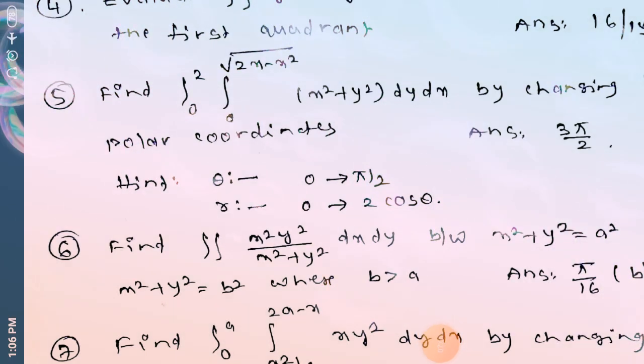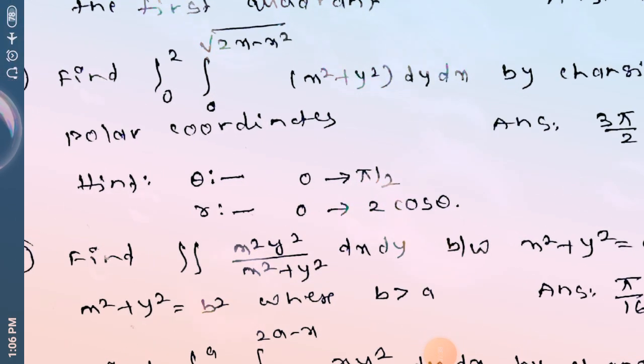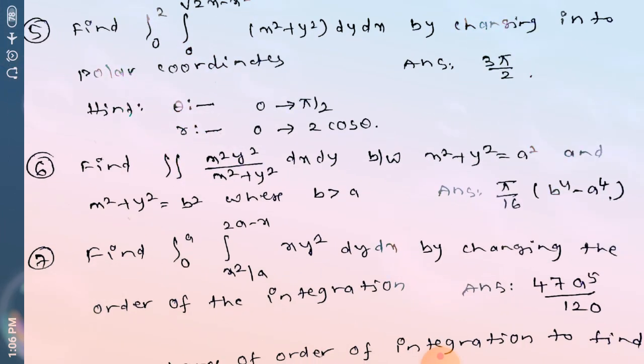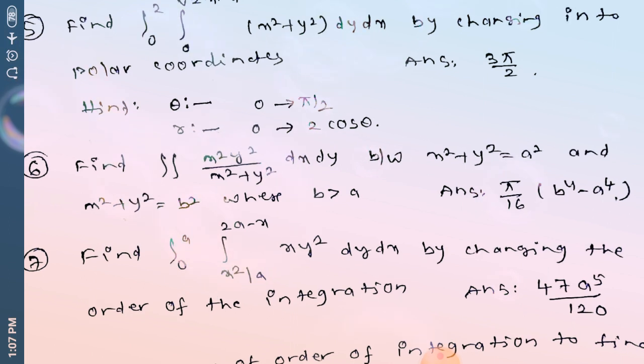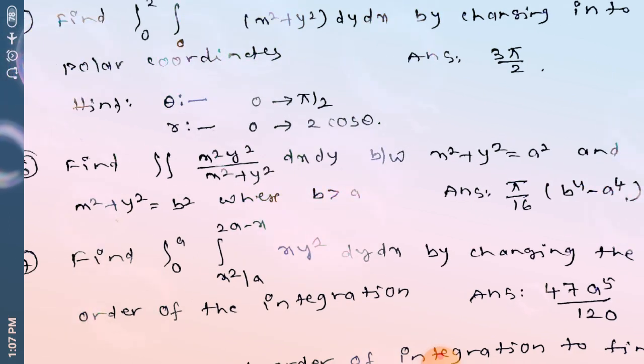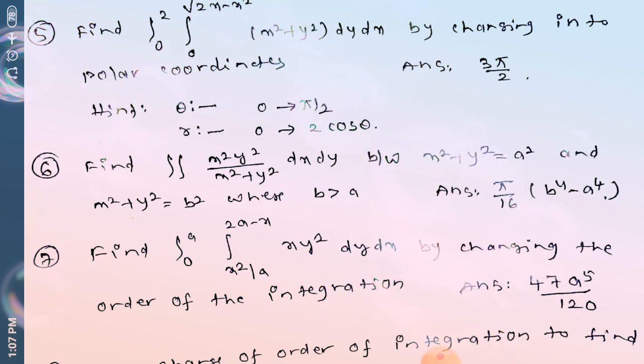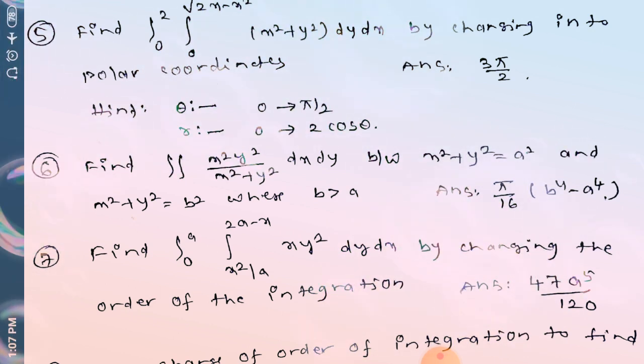Now you look at the sixth problem. The sixth problem is find the double integral of x square y square by x square plus y square dx dy between x square plus y square equal to a square and x square plus y square equal to b square, where b is greater than a. So in order to find that sixth answer, you are using the change of variables into polar coordinates here.